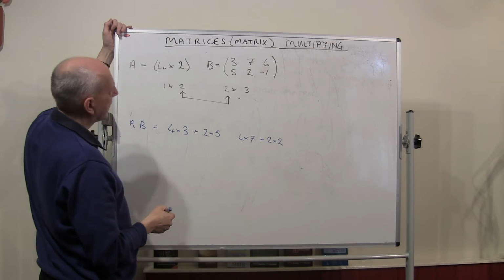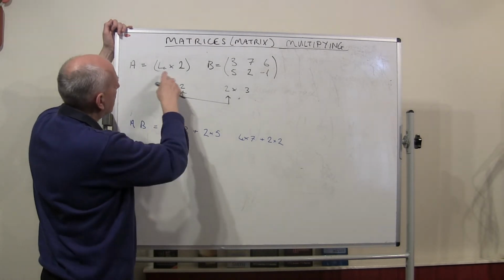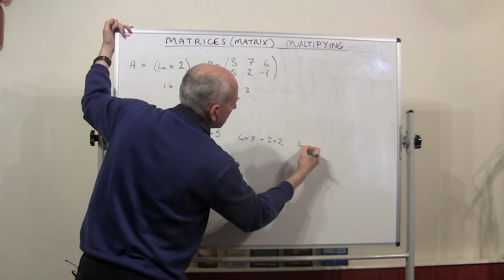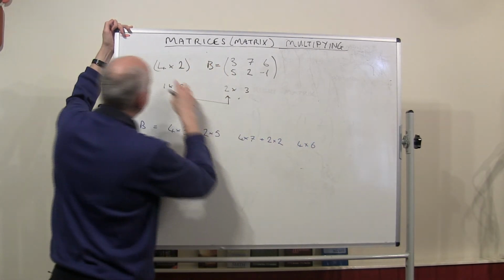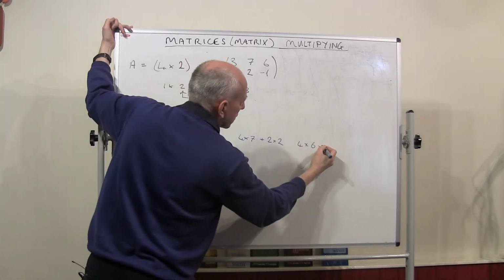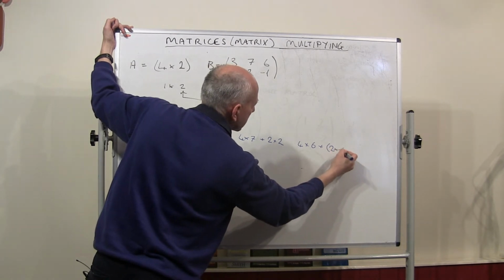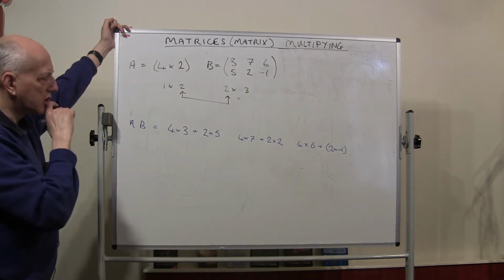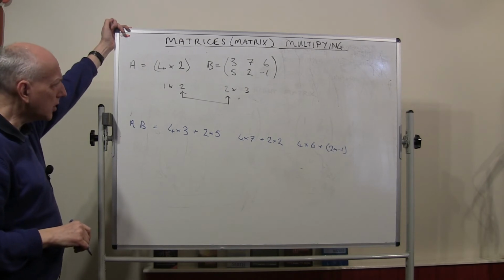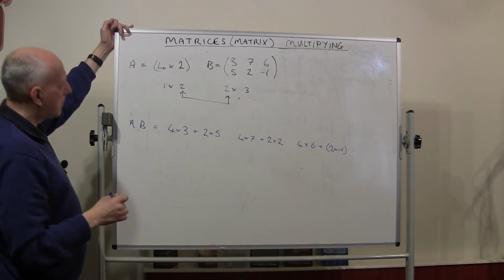And then finally, we've got 4 times 6, and then we've got 2 times minus 1. So that's plus 2 times minus 1. Put it in brackets just to show the minus sign. Okay, so let's do a bit of tidying up.